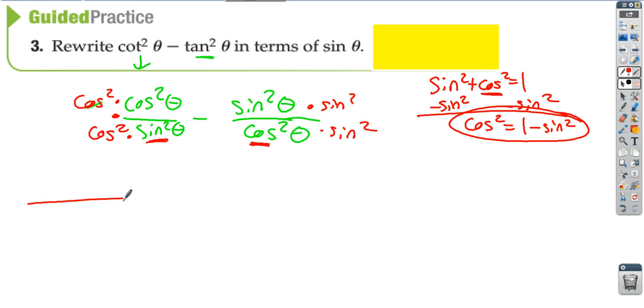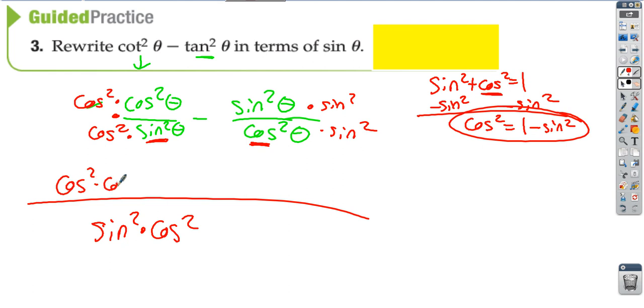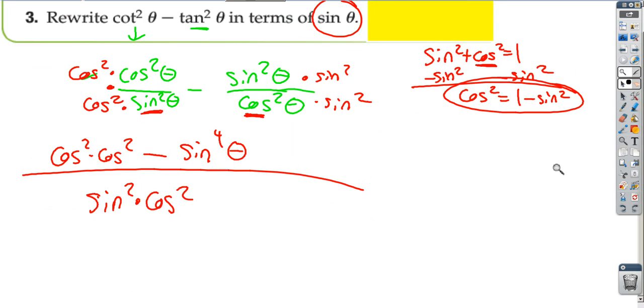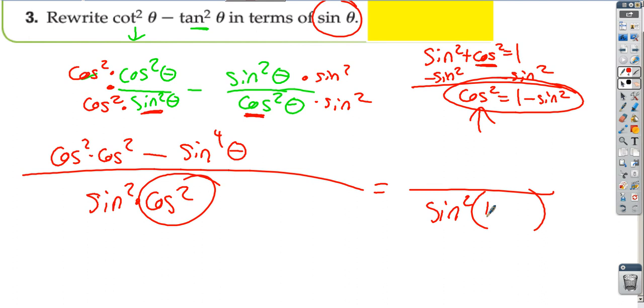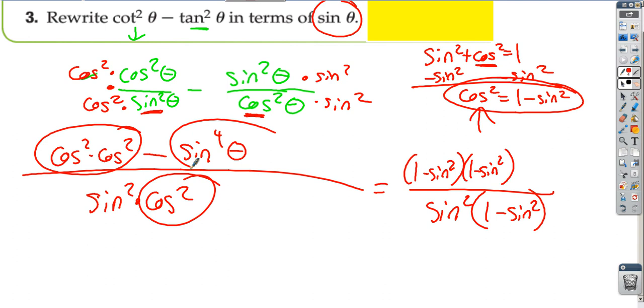Okay, so now we have this. Now we have a big denominator of sine squared times cosine squared, and up here we have cosine squared times cosine squared minus sine squared times sine squared, which is sine to the fourth. I'm changing that because we want to end up with sines, not with cosines. Okay, what does cosine squared equal? Well, we just saw that it equals this, so let's simplify this a little bit more. This cosine squared becomes sine squared times 1 minus sine squared, and this right here becomes 1 minus sine squared times 1 minus sine squared. And we still have this minus sine to the fourth right here.